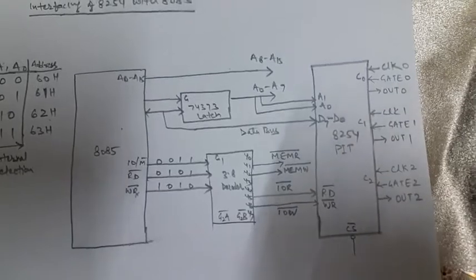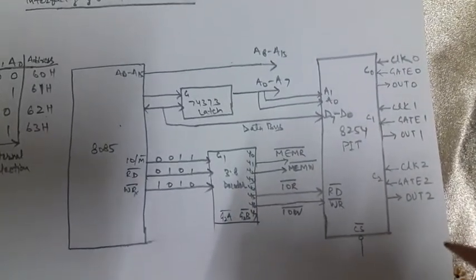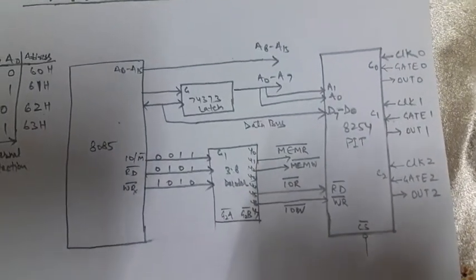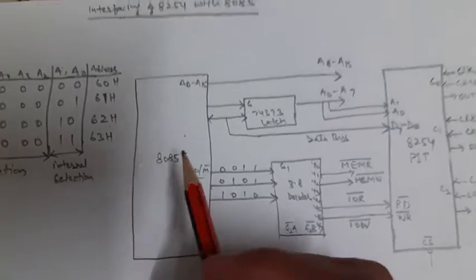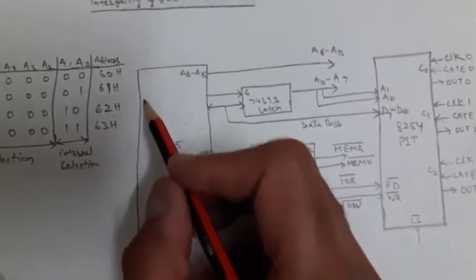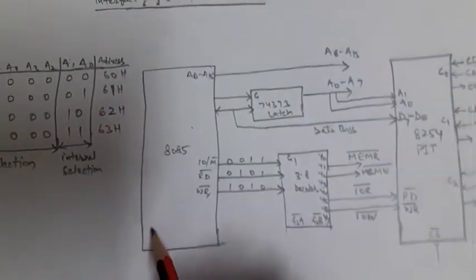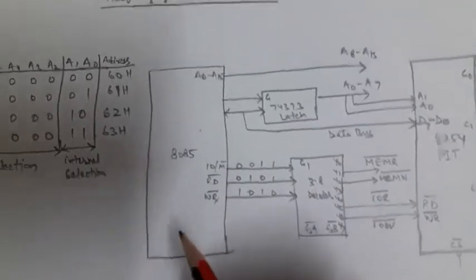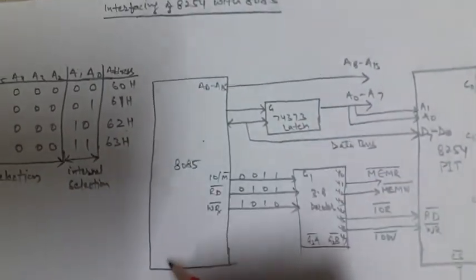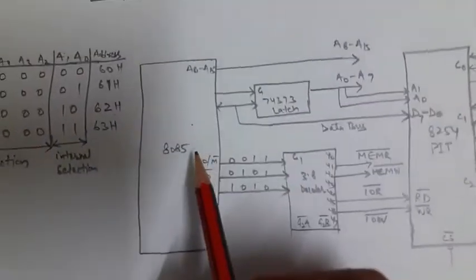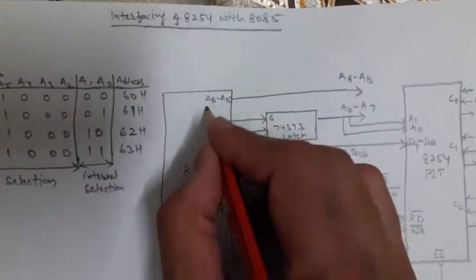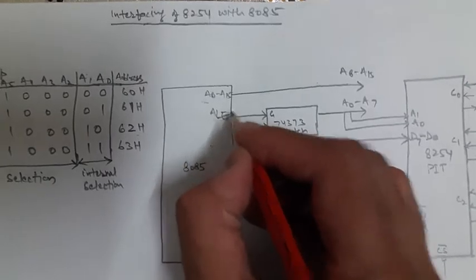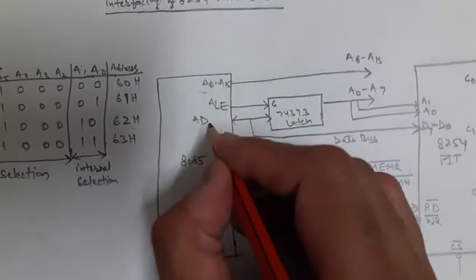When you see this video, you should compare it with the 8255 interfacing video so that you can understand both easily. Now see, this is our 8085 chip. I have not shown the remaining pins of 8085 because those are of no use in this interfacing, but if you want, you can show all those pins. Here I have shown the 8 higher order address bus. This is your ALE signal and this is your multiplexed address bus.